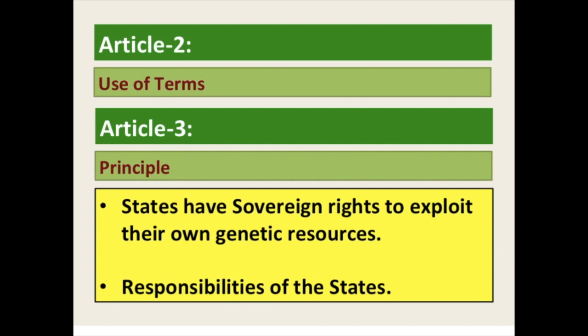So according to Article 3, the principle of CBD describes states have sovereign rights in accordance with Charter of United Nations and the principle of international law to exploit their own resources in accordance to their own environmental policies. And the states are responsible to ensure that the activities within their control and or jurisdiction do not cause any environmental damage to other states or areas beyond their national jurisdiction limits.